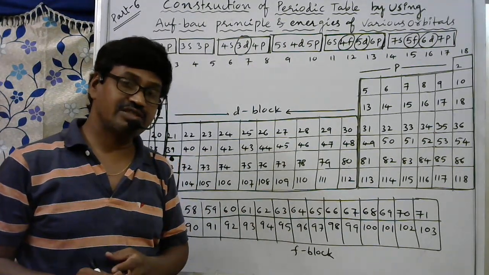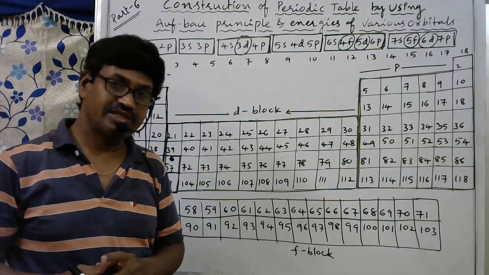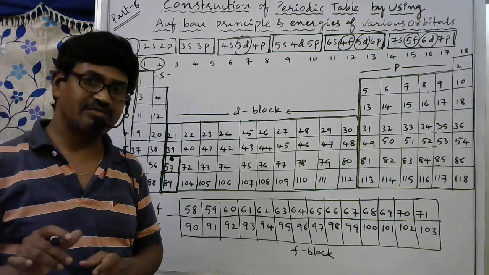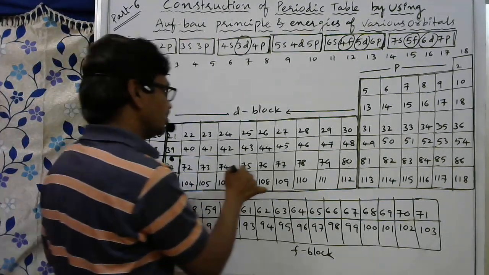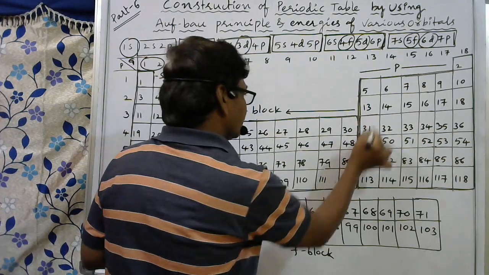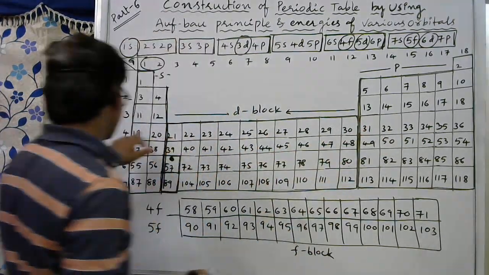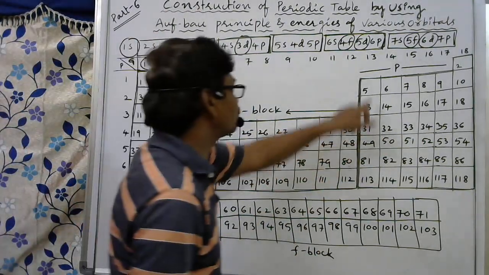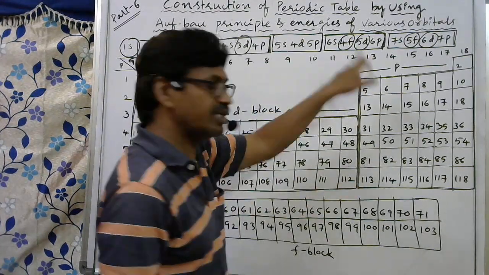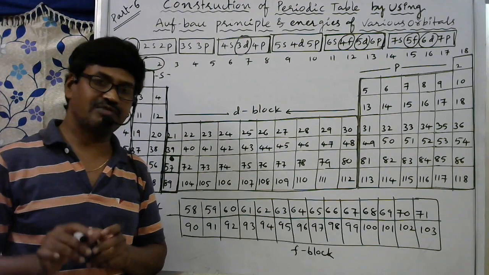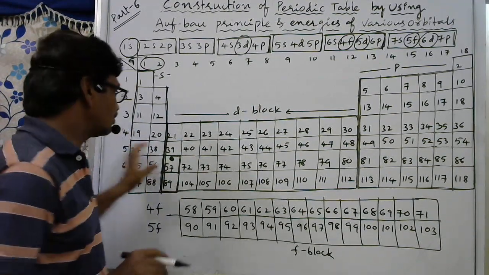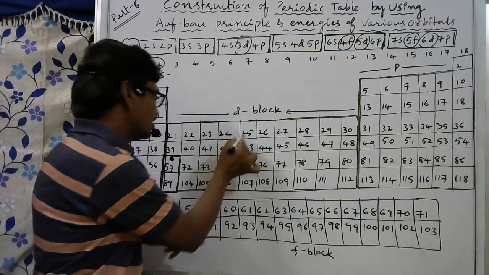So if they ask what is the position of the 31st element in the periodic table, atomic number 31, we have to search here. 31 is present here. See, this is the 31st element. It comes under which period? Fourth period. And which group? 13th group. Fourth period and 13th group. Similarly, I need the position of the 25th element in the periodic table. We have to search here. Here it is, the 25th element.